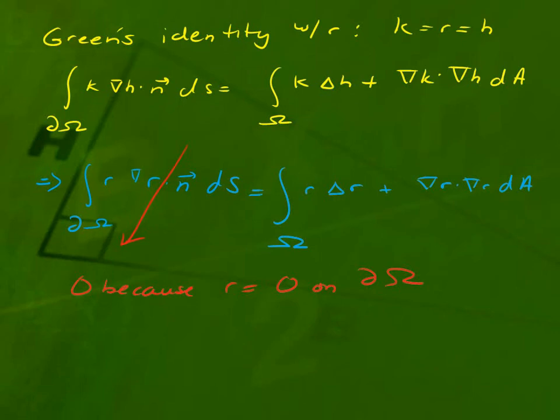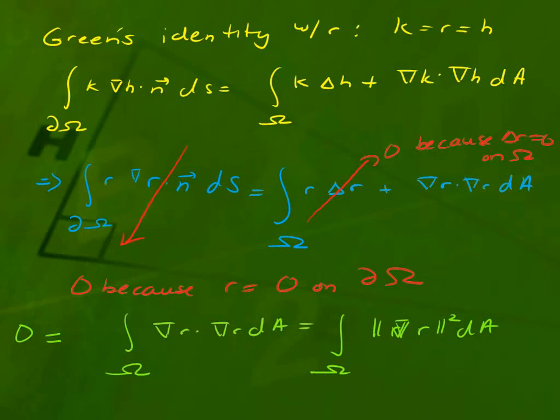Well, that's 0 because r is 0 on the boundary. That's 0 because Laplacian of r is 0 inside omega. So I'm really just left with the gradient of r dot the gradient of r. But that's just the magnitude of the gradient of r squared. When you dot product the same thing with itself, you get the magnitude squared.